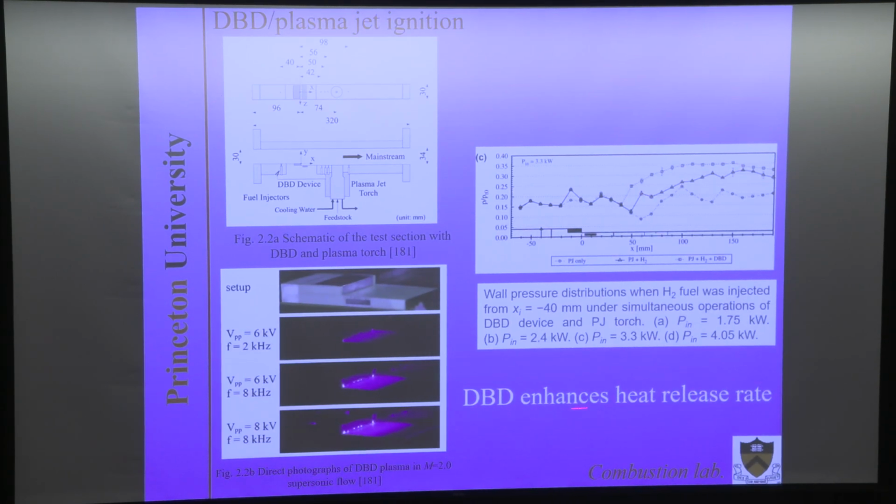So let me see the DBD, dielectric barrier discharge, with high electron energy. It can enhance the heat release rate and enhance the flame stabilization in the process.